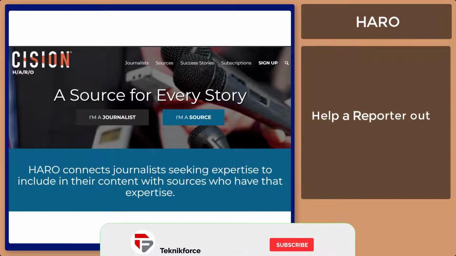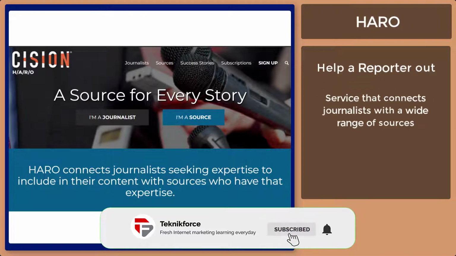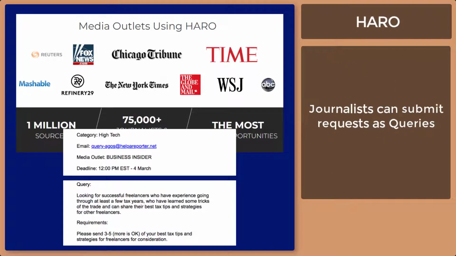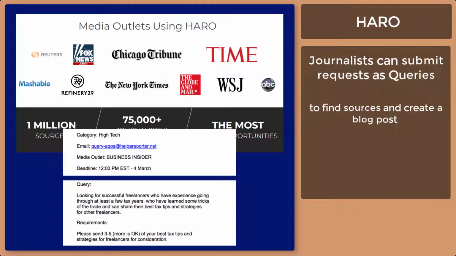HARO stands for Help a Reporter Out. It is an online service that connects journalists with a wide range of sources. It is an effective way to help you increase your brand awareness. Reporters can submit a request from HARO to find sources to create a unique blog post. Then the sources can provide relevant backlinks.